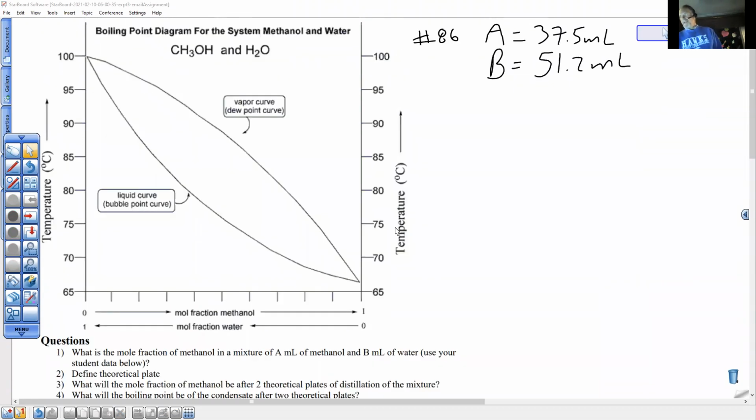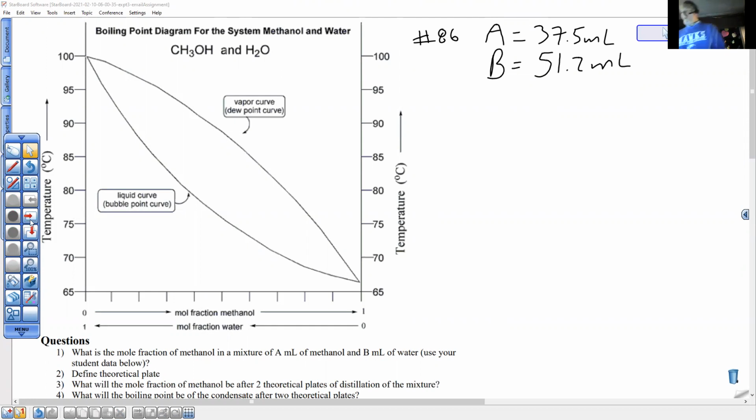We can't use milliliters. Milliliter fraction is not the same as mole fraction, and milliliter fraction is meaningless. So our job, as you learned in your Chem 1 class and did thousands of times, is to go to moles and then go to mole fraction. So how are we going to get 37.5 milliliters of methanol to be moles?